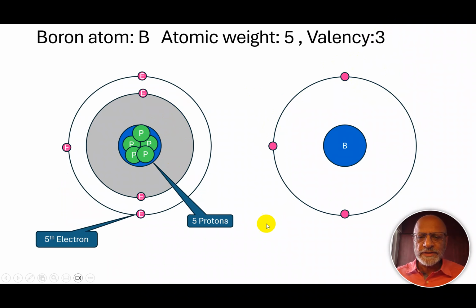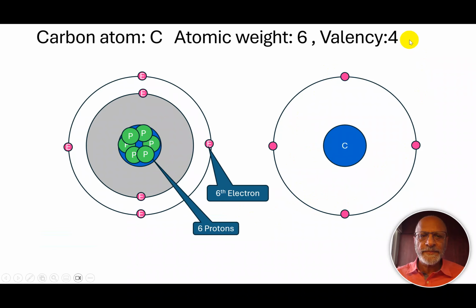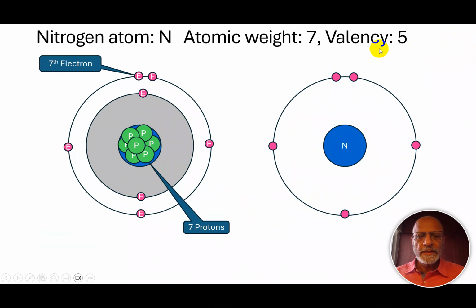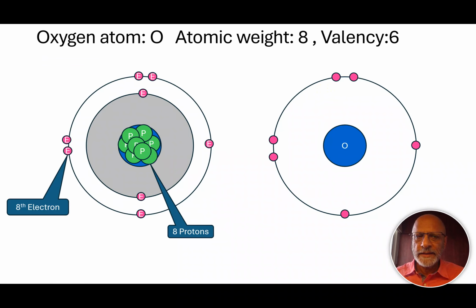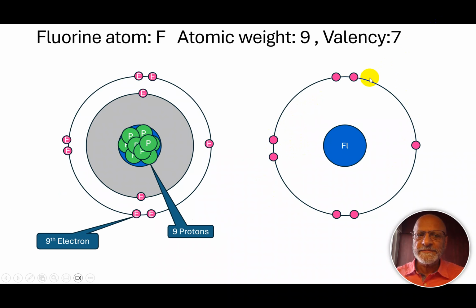Boron introduces a third electron, so there are 3 in the valence shell, so the valency is 3. Carbon introduces a fourth, and therefore its valency is 4. Nitrogen introduces a fifth, which attaches to the first, as you can see. There are 5 in the valence shell, so the valency is 5. Oxygen brings in a sixth electron, which attaches to the second one in the valence shell, but you see 6 overall, so the valency is 6.